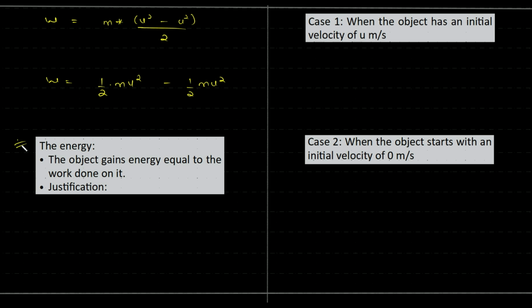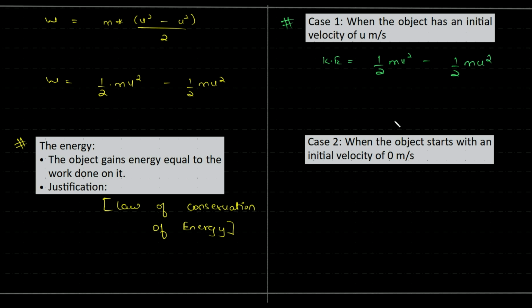Now the energy part. The object gains energy equal to the work done on it. This is as per the law of conservation of energy, right? As per your syllabus, we just need to learn two more expressions. I am just summarizing basically. When the object has the initial velocity of u, your kinetic energy would be half m v square minus half m u square. Right, same expression copied over here.